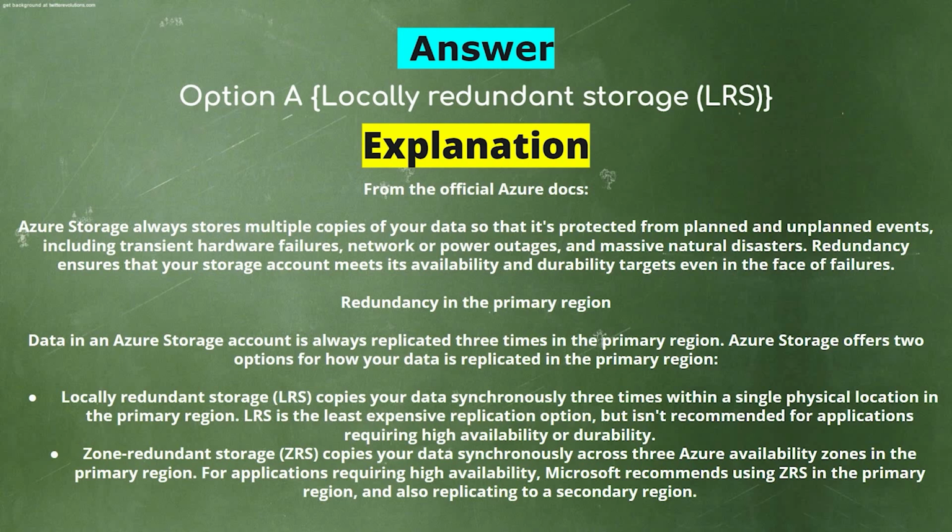Azure Storage offers 2 options for how your data is replicated in the primary region. Locally redundant storage, LRS, copies your data synchronously 3 times within a single physical location in the primary region. LRS is the least expensive replication option, but isn't recommended for applications requiring high availability or durability. Zone redundant storage, ZRS, copies your data synchronously across 3 Azure availability zones in the primary region. For applications requiring high availability, Microsoft recommends using ZRS in the primary region and also replicating to a secondary region.